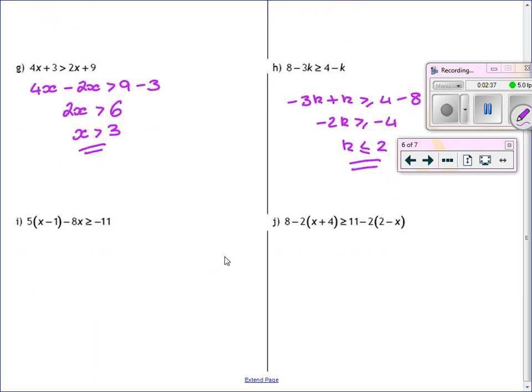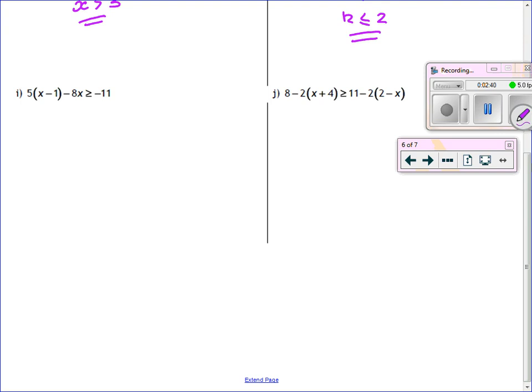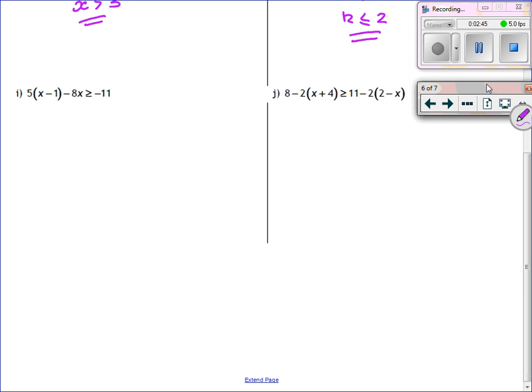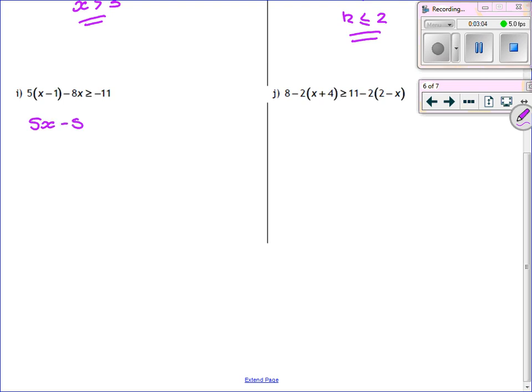Example I. We have 5 bracket x minus 1, minus 8x is bigger than or equal to minus 11. So a good place to start here is to just start by expanding the brackets. So that's going to give me 5x minus 5 minus 8x is greater than or equal to minus 11.